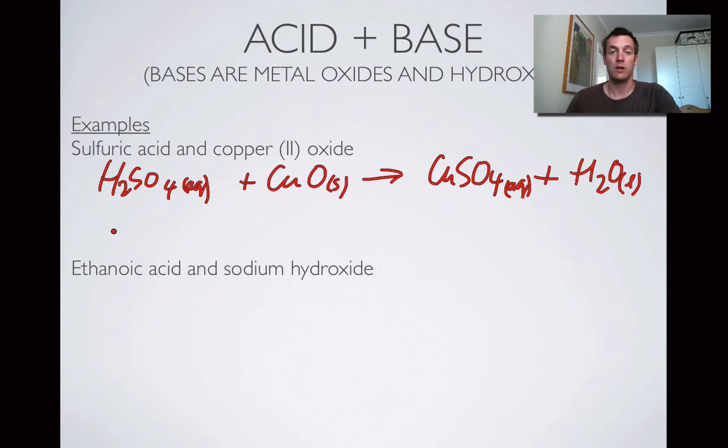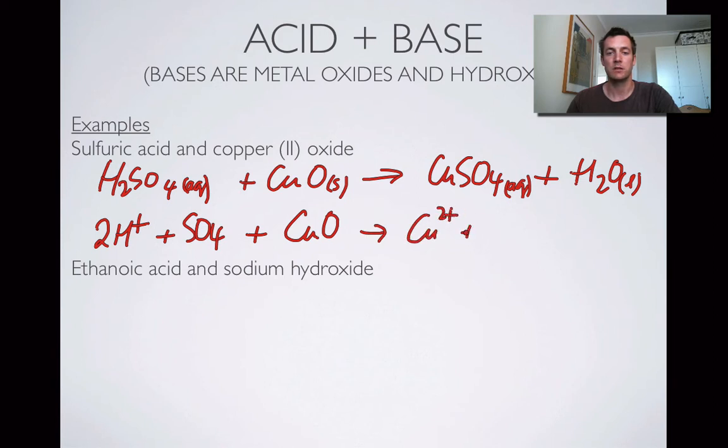Let's write out all the ions now. Let's just check that it's balanced. It is balanced. Okay, so 2H+ SO4 2-. This is a solid, so we don't split it up into ions. Plus CuO makes Cu2+ SO4 2- plus H2O.